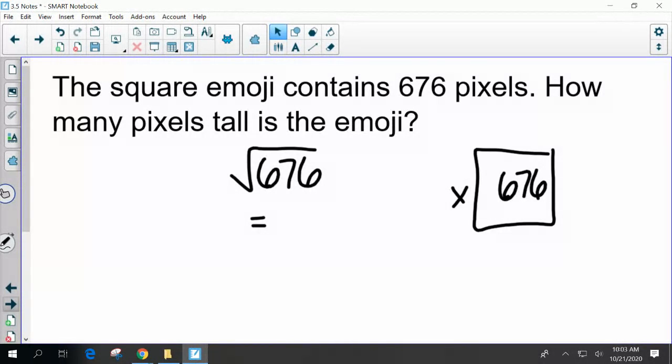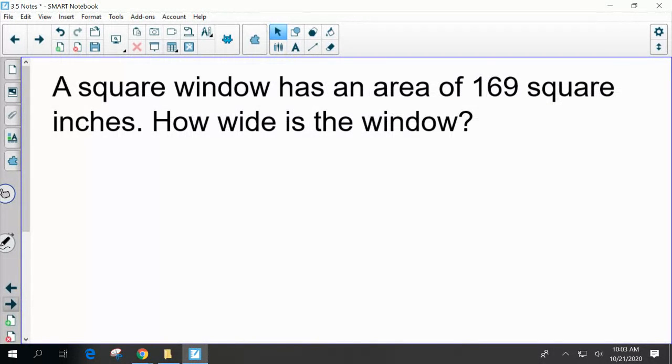Okay, so I heard plus or minus 26. That's good that you caught on to that. However, we're talking about pixels. Can you have negative pixels? No, you can't have negative pixels. So it would just be positive 26 because I can't have a negative with something physical like a pixel. Why would you get negative? Because we did that plus or minus symbol because we included both answers. So you wouldn't put that symbol next to this problem.